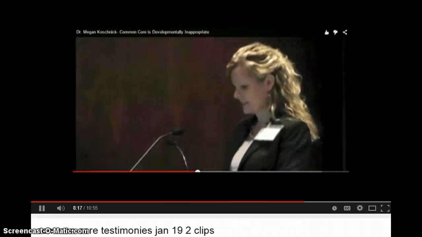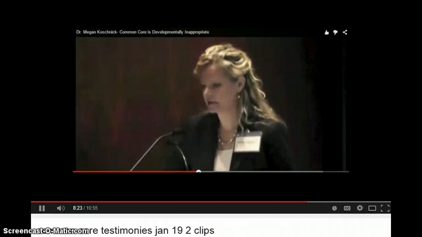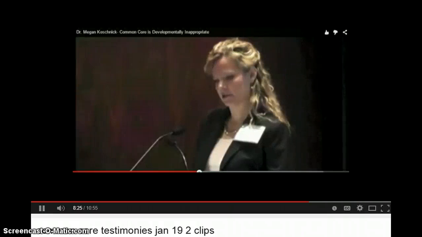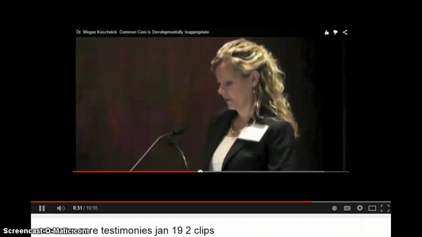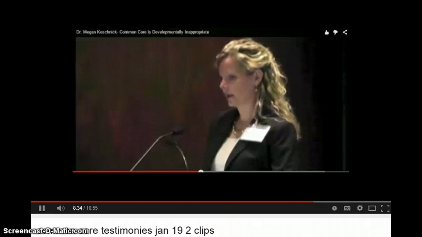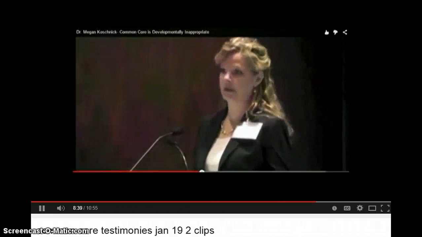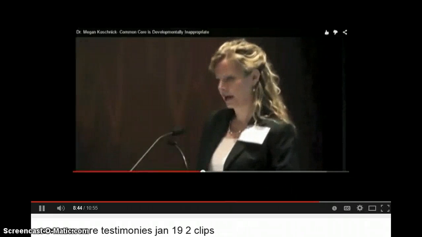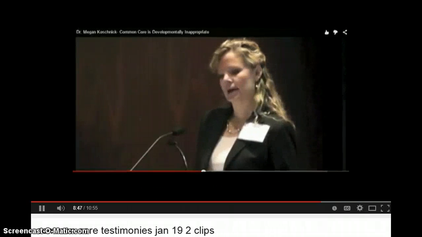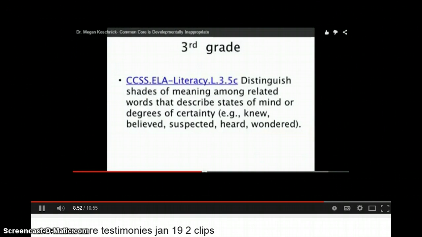Here are a few of the really specific standards that I wanted to pick on. But this one seemed a little odd to me. Distinguish shades of meaning among related words that describe states of mind or degrees of certainty. I don't know why that's important in 3rd grade, but it certainly is asking kids to think abstractly. They've got to think about their state of mind, other people's states of mind, and then apply it to these words. And I don't think they're looking for concrete explanations. They really want to know about the nuance.